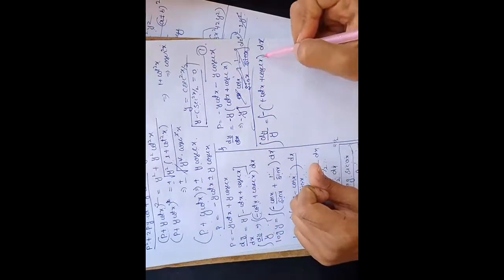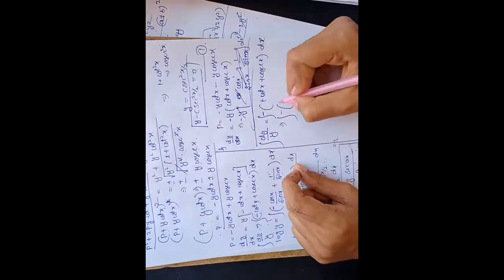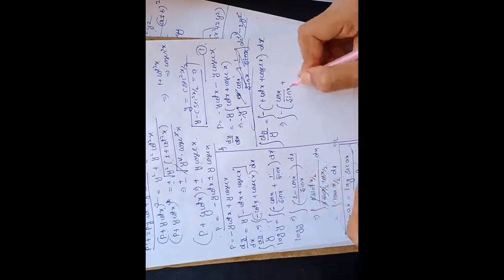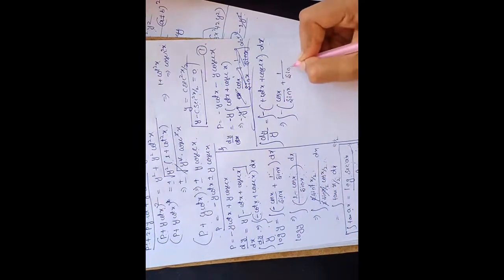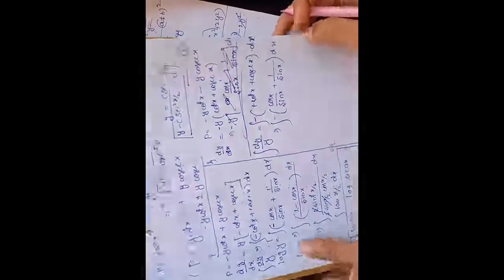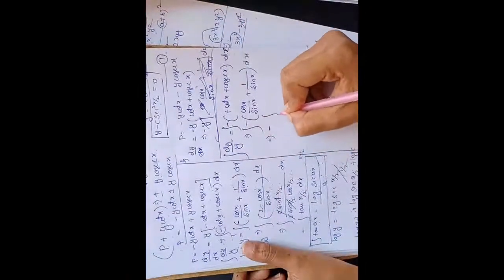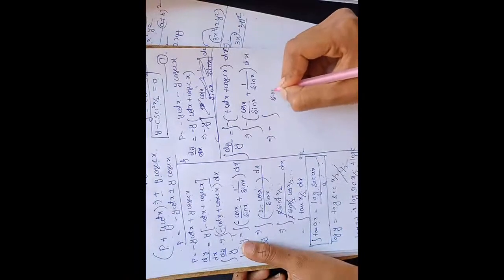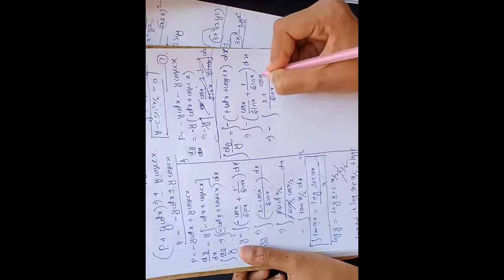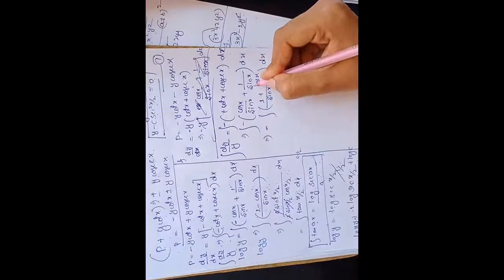Now integration of minus cot x plus cosec x: cot is cos by sin, cosec is 1 by sin, so 1 by sin is cosec x, into dx as it is. Now minus as it is, integration of, take sin x as the LCM here. The remaining terms are 1 plus cos x into dx.